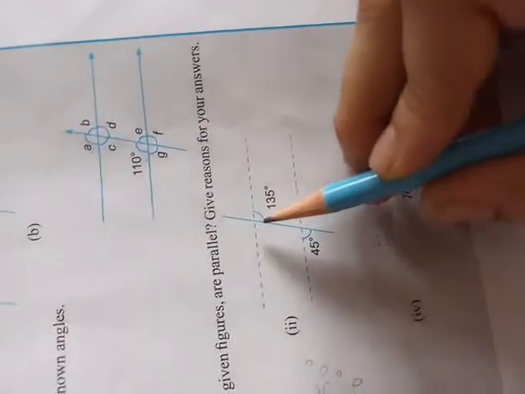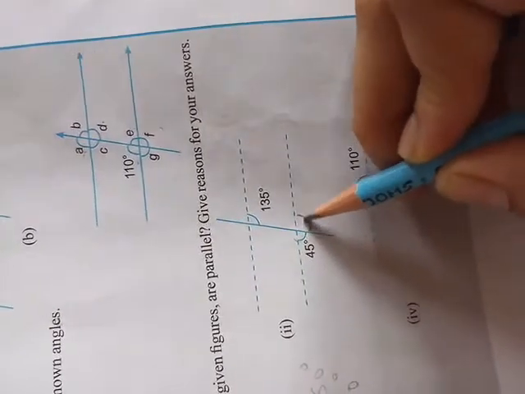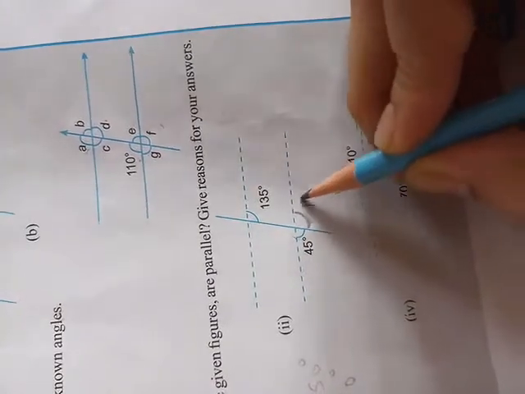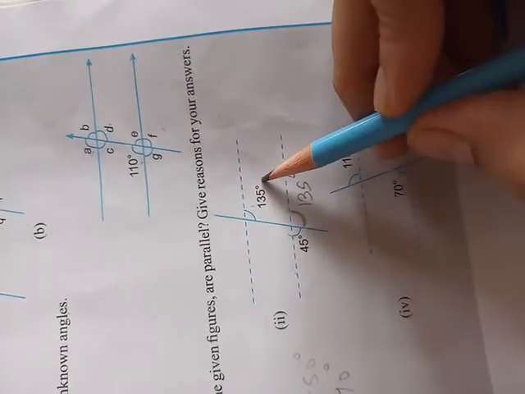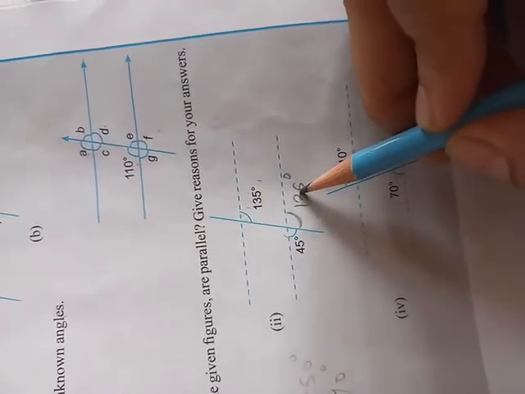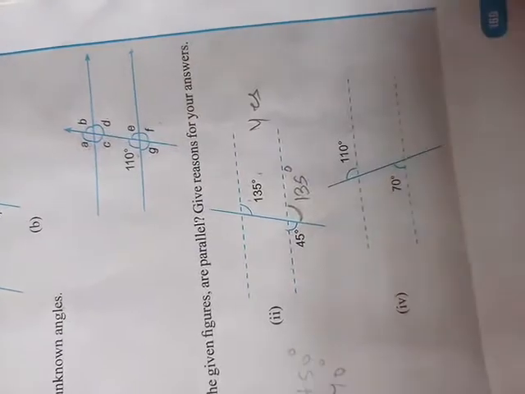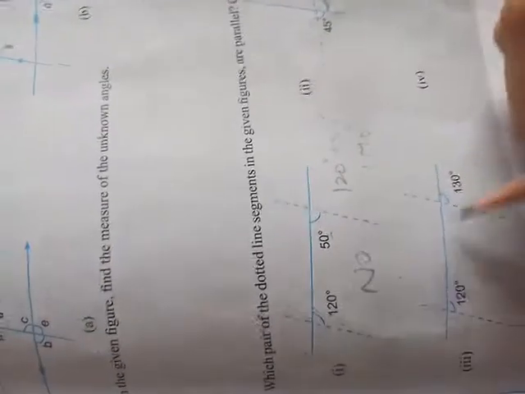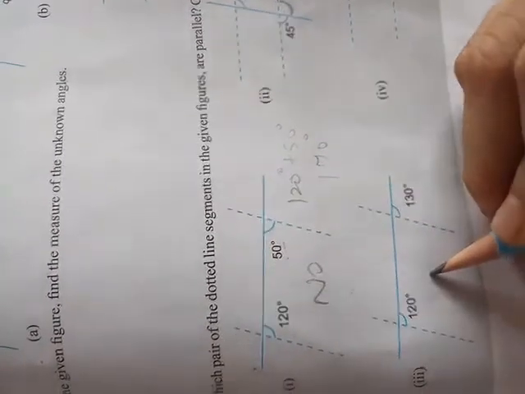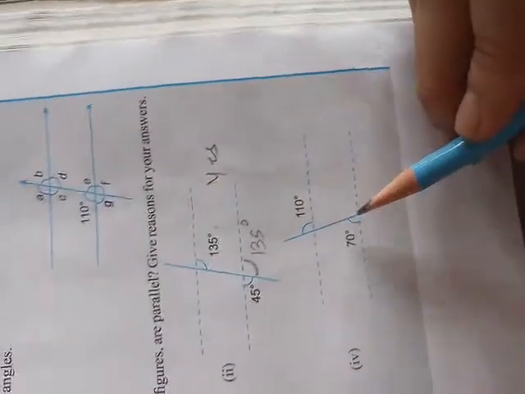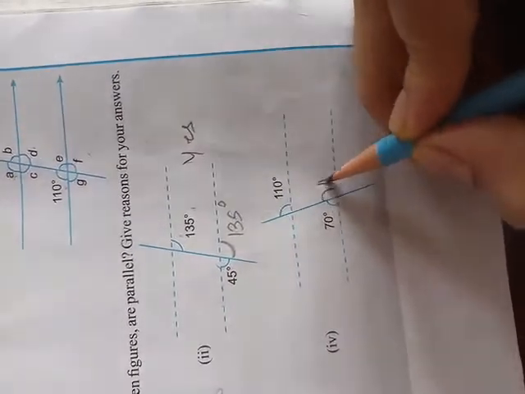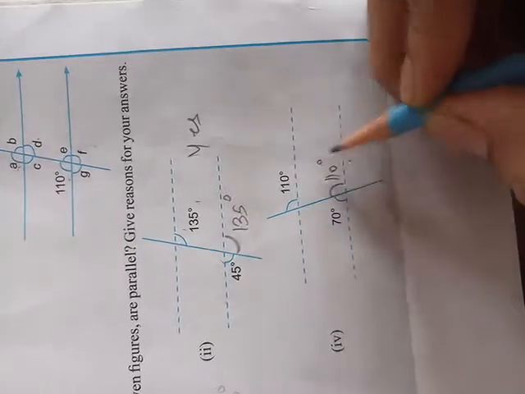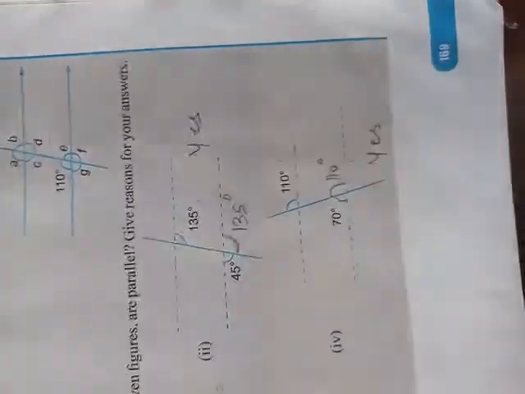Next one, here I will find this angle with the help of linear pair. When you find this angle, your answer is 135. These angles are corresponding angles. In this pair, corresponding angles are equal, so you will say yes, lines are parallel. Similarly, these angles are corresponding but they are not equal, so you will say no, lines are not parallel. Like this you will check this one also. If this is 110, with the help of linear pair you will find this is also 110, so you will say yes, lines are parallel.